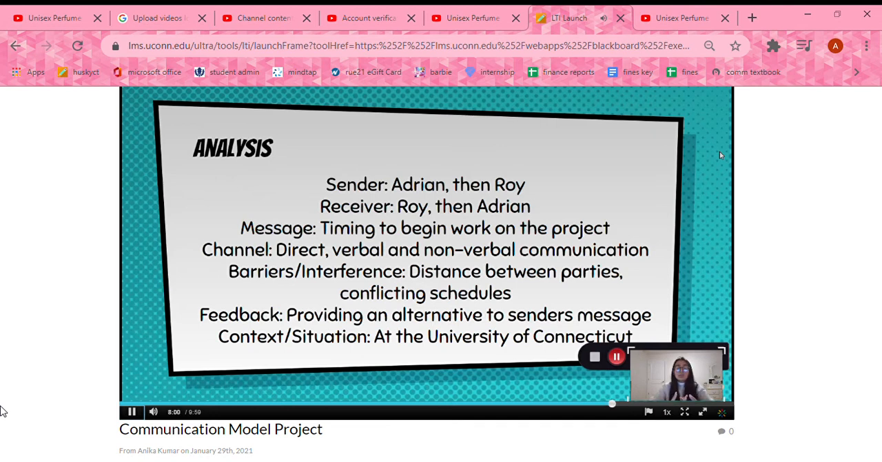So the feedback would be providing an alternative to the sender's message. So if the sender said, are you free on this day? And then the receiver said, oh, I can't do this day, but I can do this day. That is feedback. That is providing an alternative to the message. And the context and situation would be at the University of Connecticut working on a project, as mentioned within the communication itself.